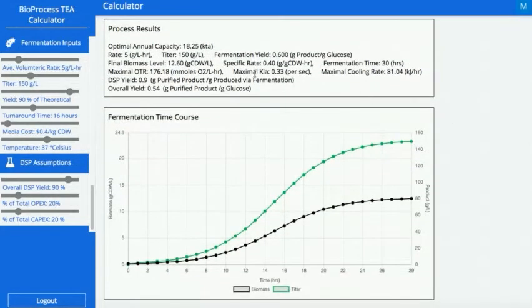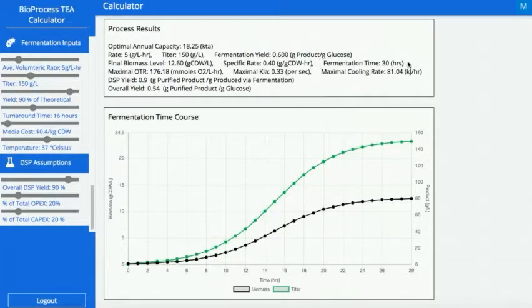The next results are the process results. These summarize the highlights of the bioprocess, including the optimal annual production capacity, the rate, titer, and yield from the fermentations, final estimated biomass levels, and the specific production rate in the fermentation. The specific production rate is the amount of product made per gram of dry cell weight per time.